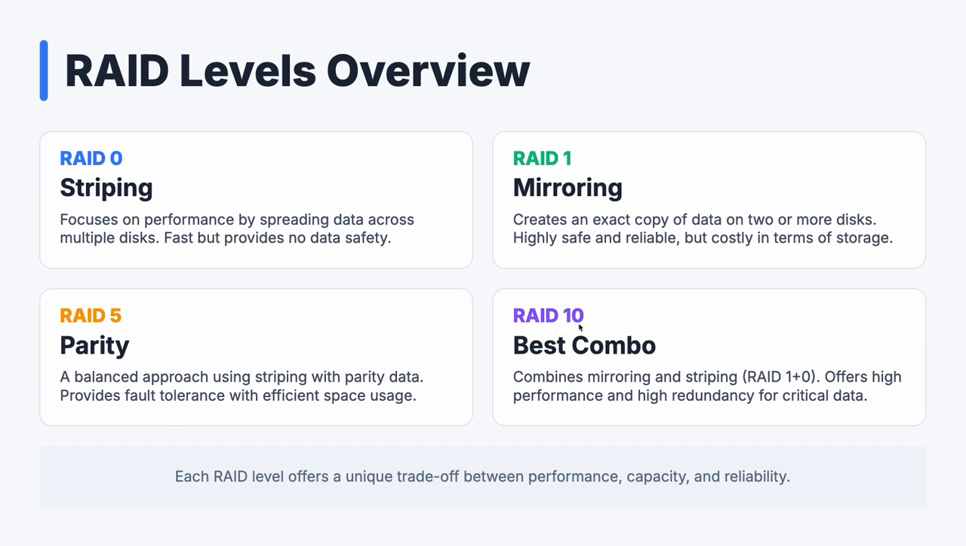And last is RAID 10. It is a combination of RAID level 0 and RAID level 1. So it combines mirroring and striping. It will offer highest performance, highest redundancy for critical data, but the cost will increase because we are mirroring the data. Now let's talk about each RAID level in detail.